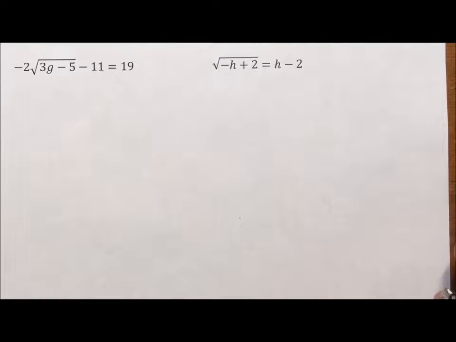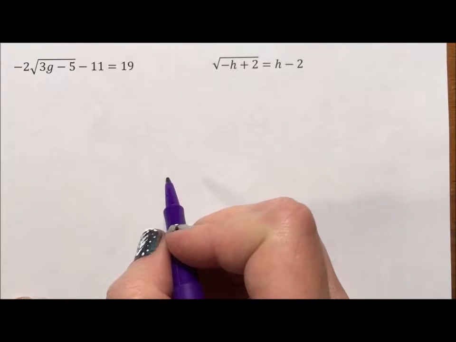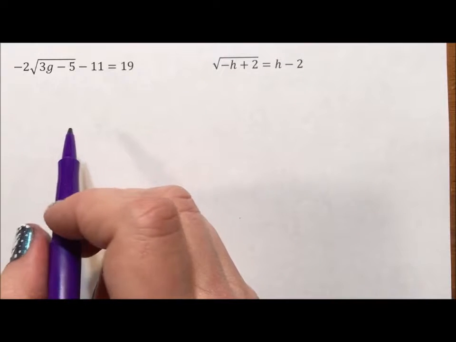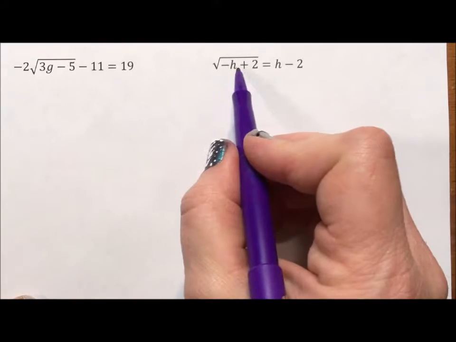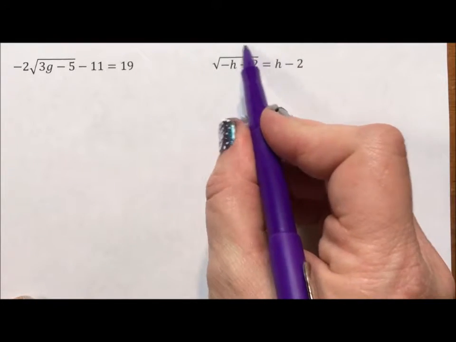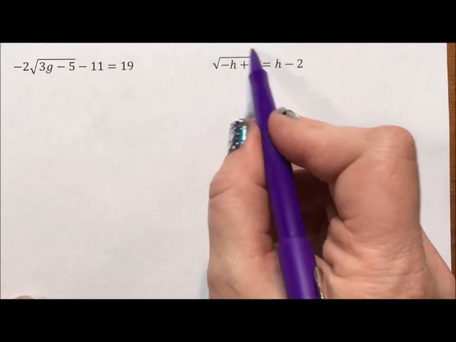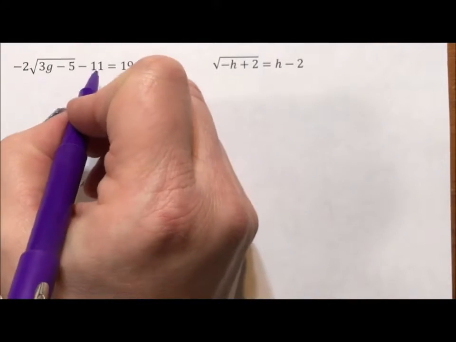Today I'm doing a series of videos on radical equations. These two problems on an initial look seem like they're set up pretty similarly, but once you get into the nitty-gritty, they are very different problems. Before we can square, we need to get the radical part alone. For the second question, it's already alone, but let's get it alone for the first one.